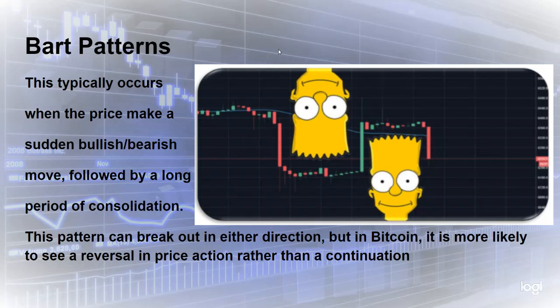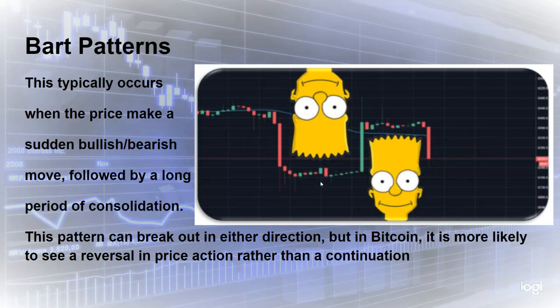Right, so here is another common pattern in Bitcoin. This doesn't often happen too much in traditional markets, but it is definitely a feature of Bitcoin markets. These patterns typically occur when the market makes a sudden bullish or bearish move. Here's a sudden bullish move up, here's a sudden bearish move down, followed by a long period of consolidation. So this is a long period of consolidation, and this is a long period of consolidation.